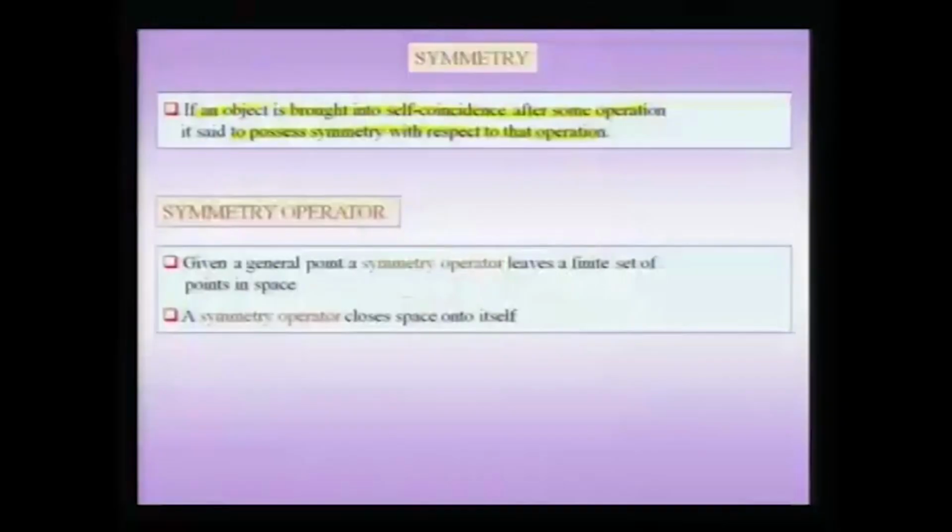So, if an object is brought into self coincidence after some operation, it is said to possess symmetry with respect to that operation. So, naturally the question is: what is a symmetry operator? Given a general point, a symmetry operator leaves a finite set of points in space. That is, if I have a symmetry operator and I have a general point in space, then at the end of the symmetry operations, you end up with a finite set of points. In other words, you can describe a symmetry operator as that which closes space into itself.